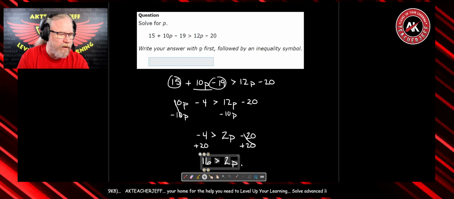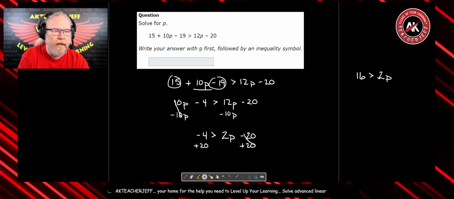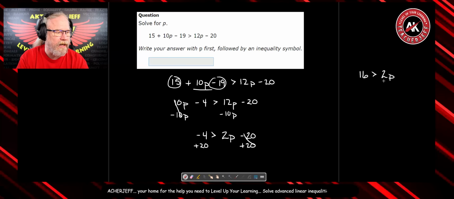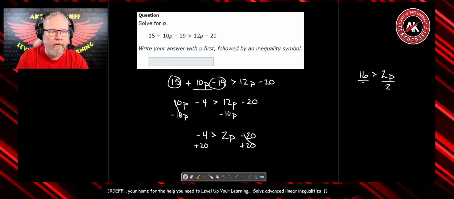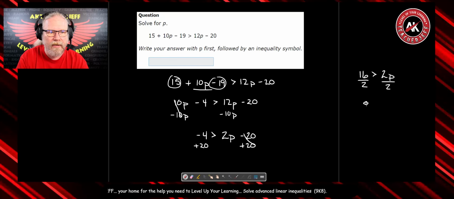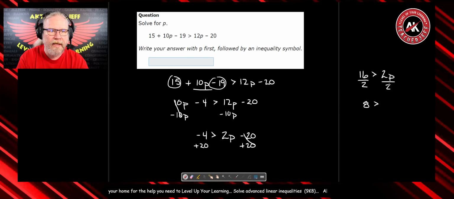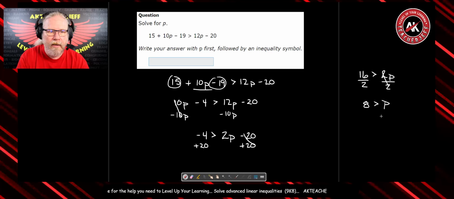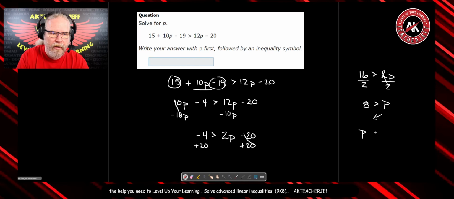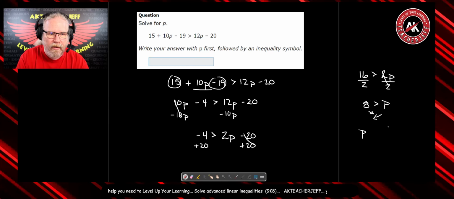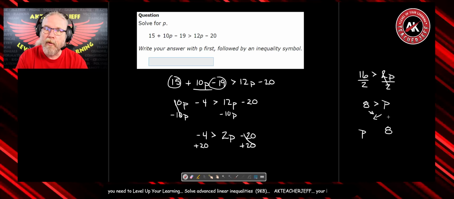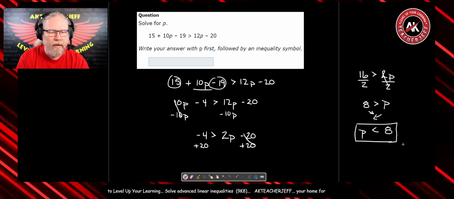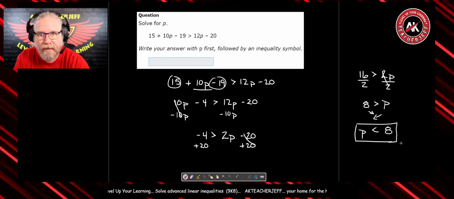Now let's go ahead and move this over here, and I'll finish working on it over here on the right. Now I want to divide both sides by 2. What I do to one side, I do to the other. 16 divided by 2 is 8. Bring my sign down. The 2's cancel. I have p on the left or the right. Now I want to move my variable p over to the left. I want to move my numerical value 8 over to the right, and it's pointing at the p, so I want to go ahead and make it point at the p as well. So I end up with p is less than 8.